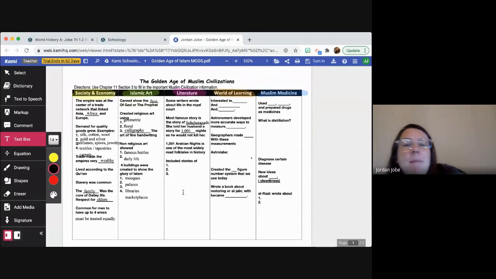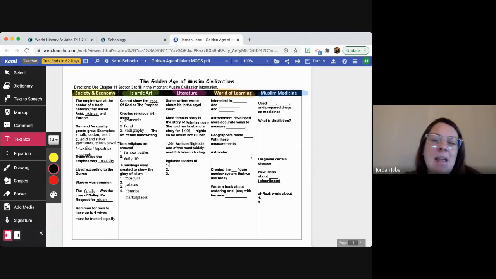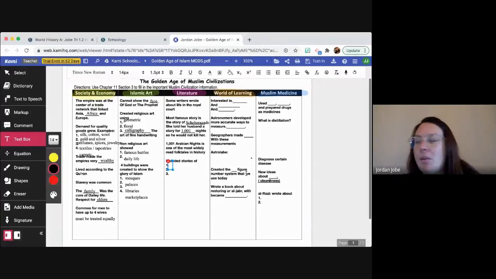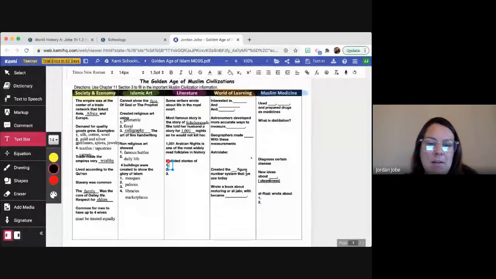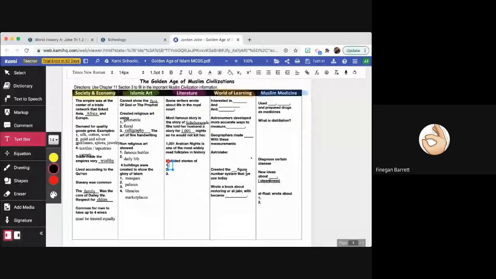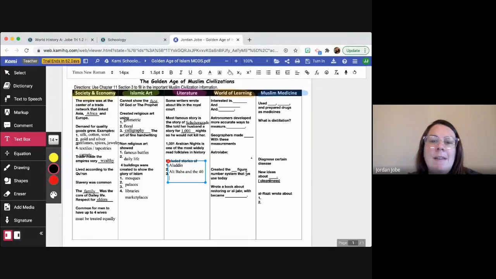It's made up of a bunch of different stories. What were the 3 stories that they included? One of them is Aladdin. Another one, Alibaba and the 40 Thieves. I'm trying to remember the third one. It's Sinbad the Sailor. Yeah.